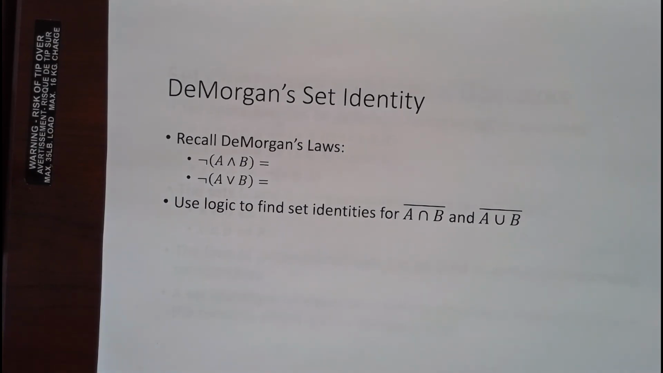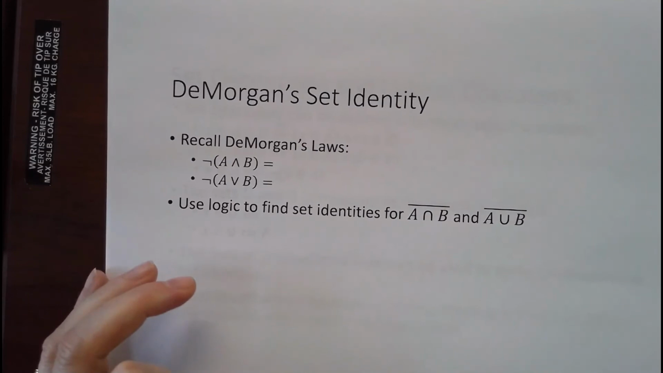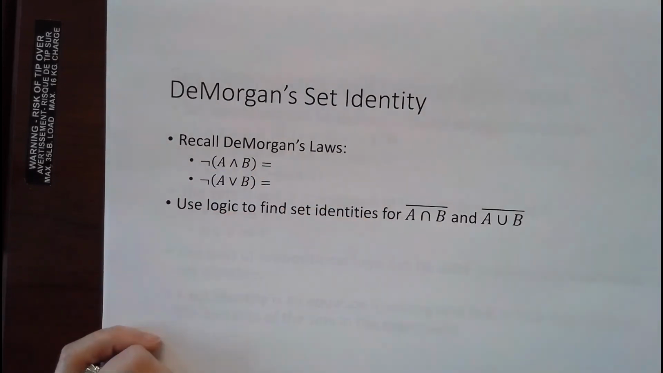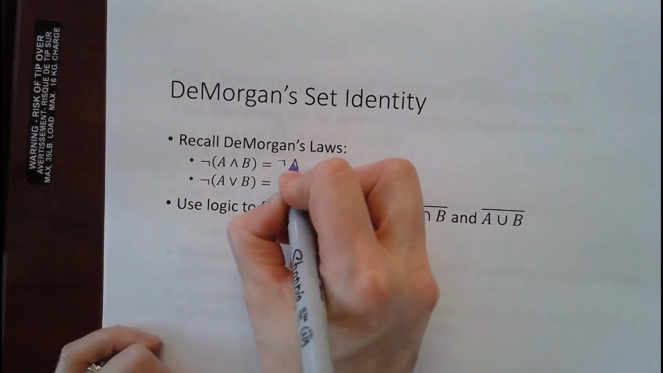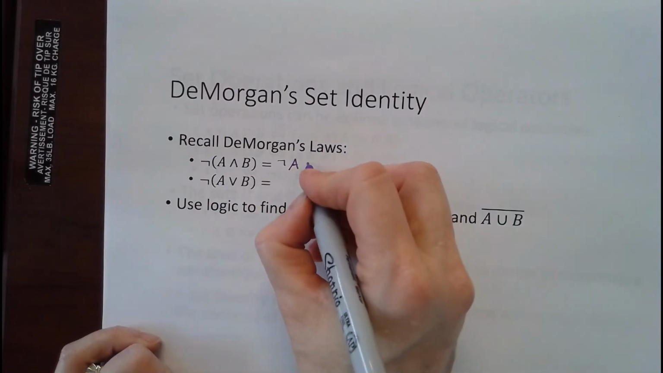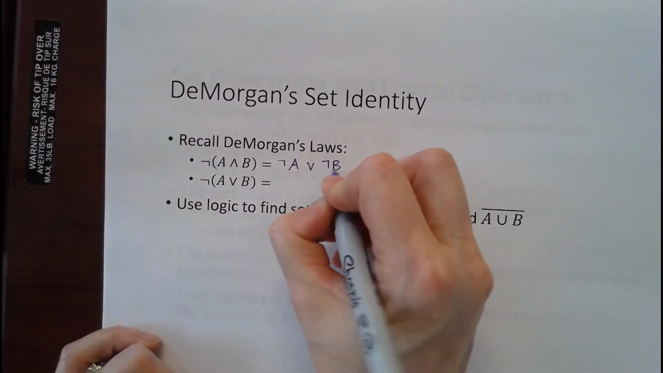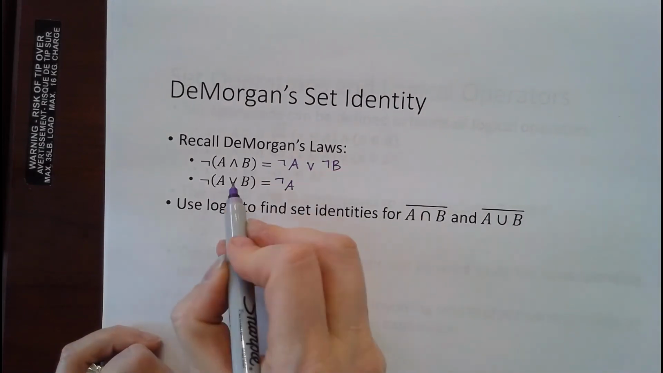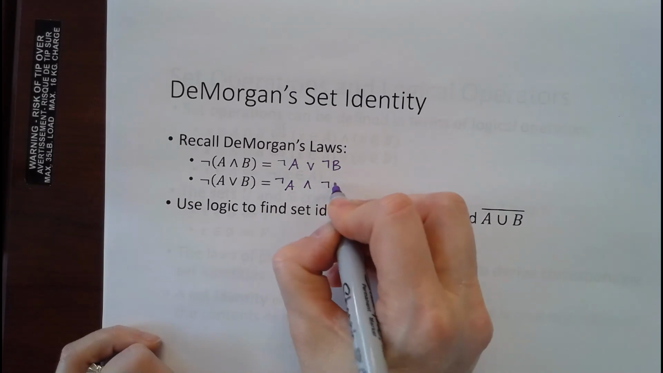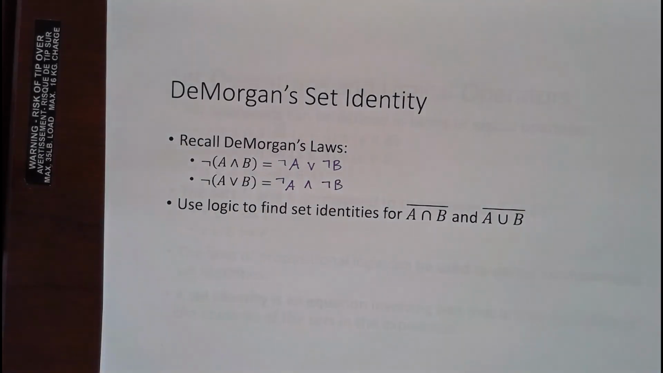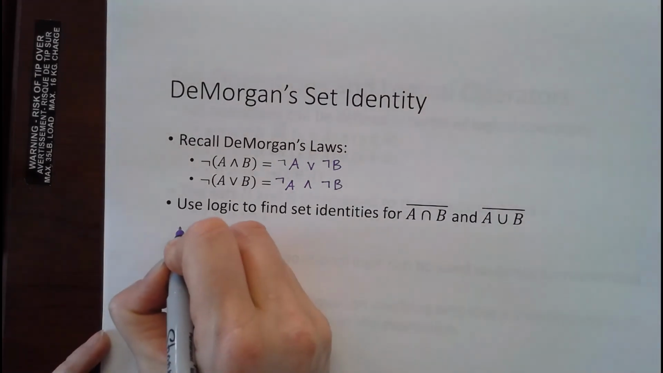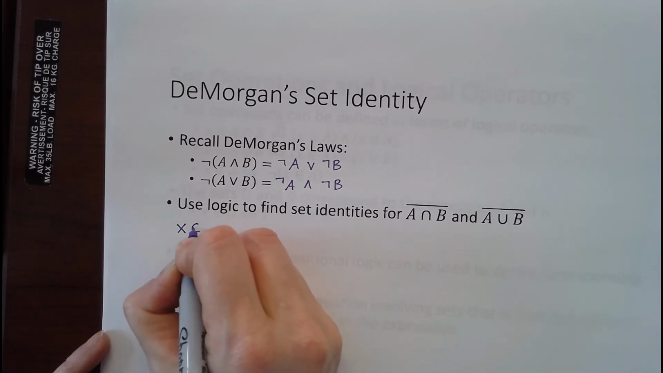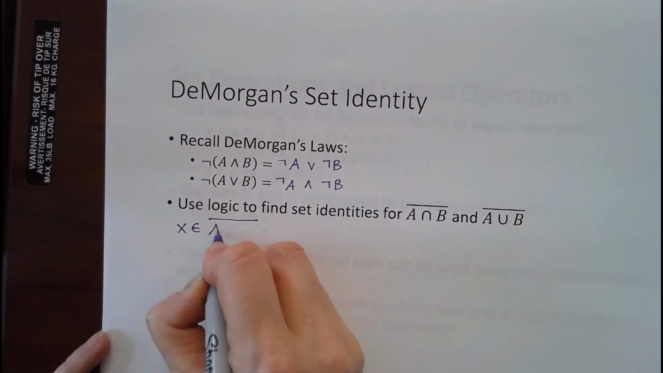So we know De Morgan's identities for logic. If we do not (A and B), recall, we not the first thing, we change the and to an or, and we not the second thing. If we have a disjunction instead, we not the first thing, change the disjunction to conjunction, and not B. We'll see something very similar happens for these. So if I want to say X is an element of this set, A and B.